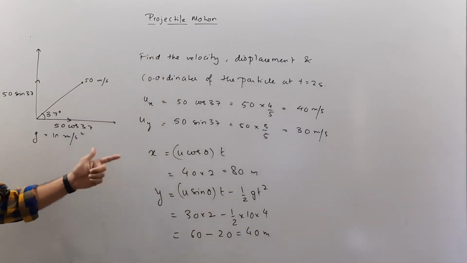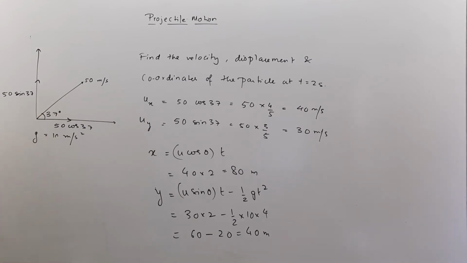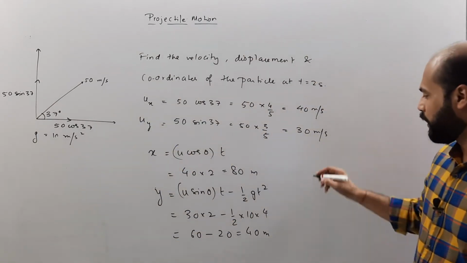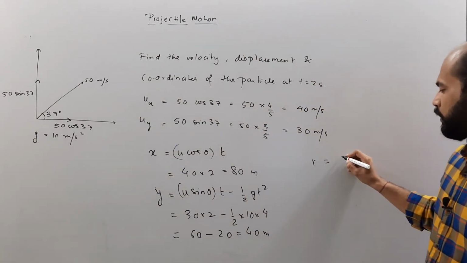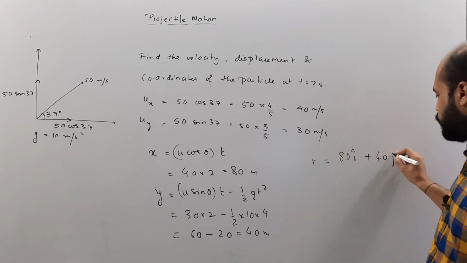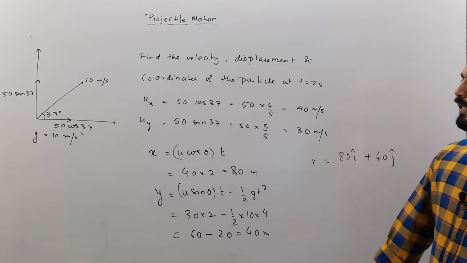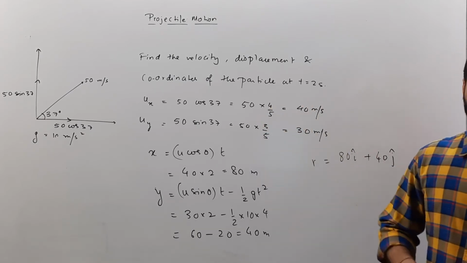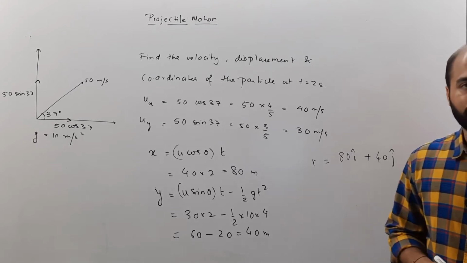So we have got the coordinates that they have actually asked, and if you want to find out the displacement is going to be quite same, because we can write the net displacement as 80 i cap plus 40 j cap. This is going to be the net displacement, because the motion had started from origin 0, 0. So that is the answer of this question.